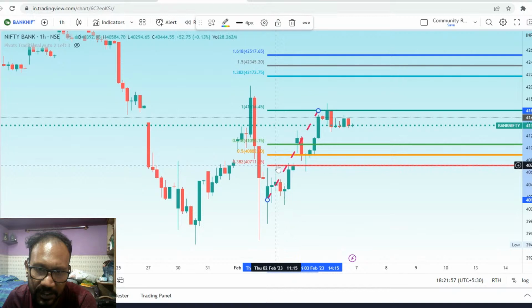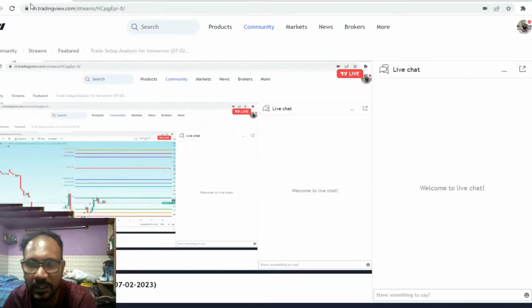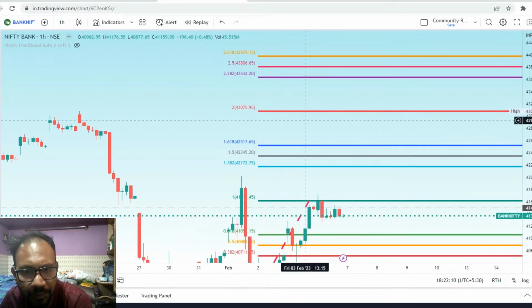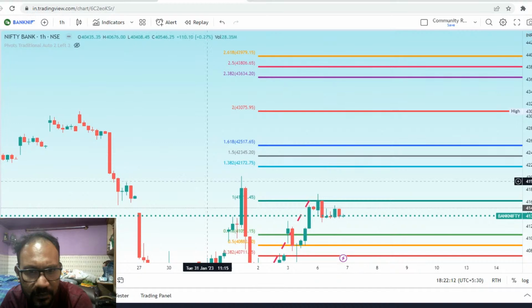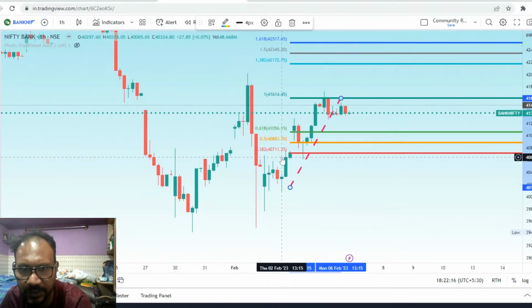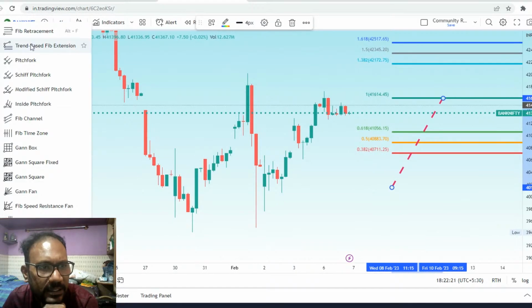So what are we considering? 0.382, 0.5, 0.618, and 1. Similarly, 1.38 and 1.5, 1.68, and so on. So one of the values we got, I'm going to push this to the right corner and keep it aside. Let's explore the next levels.